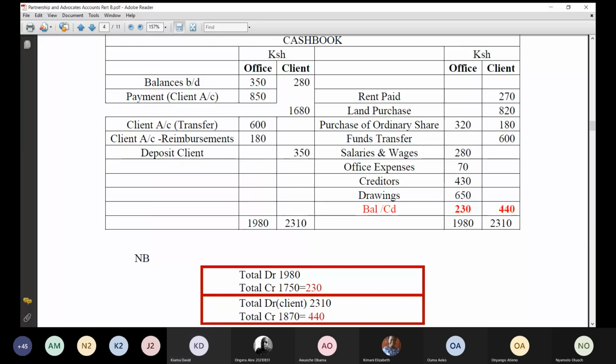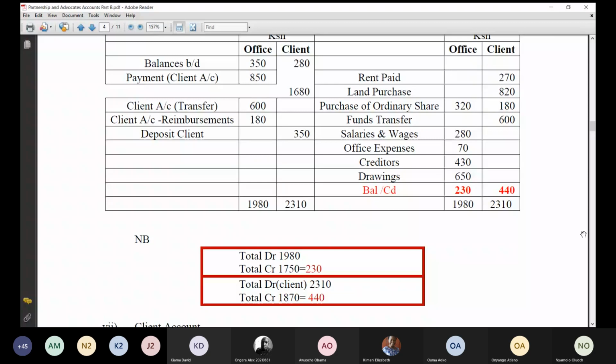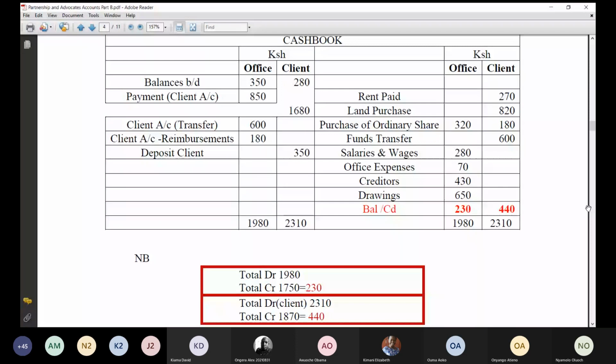And at the end of the day, having captured the transactions of your cash book, the cash book must balance. The debit side must equal the credit side. Any amount, or rather the balancing figure, is what we are carrying forward, and that is what is going to reflect on our balance sheet. And you remember in your balance sheet, you saw this figure of 230 and 440. We got them from the cash book.